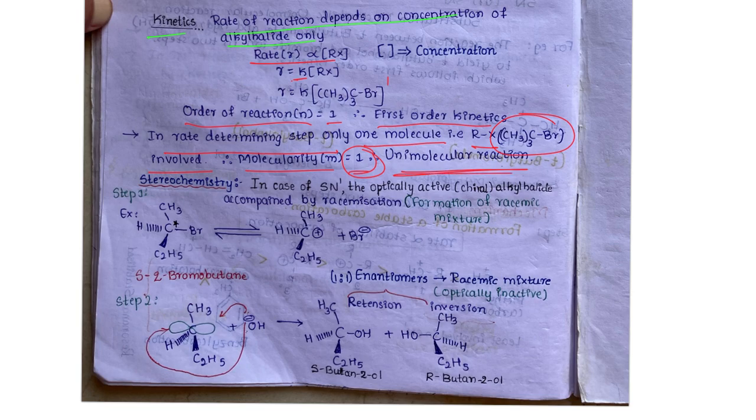Now, stereochemistry. In an SN2 reaction, what is the stereochemistry? Generally, the inverted product forms. In case a chiral carbon is there, S becomes R, R becomes S. Now, in the case of SN1, an optically active chiral alkyl halide is accompanied by racemization. So if a chiral carbon compound is present, a racemic mixture forms. Already I told you that tertiary butyl bromide is achiral. Therefore, a racemic mixture is not formed.